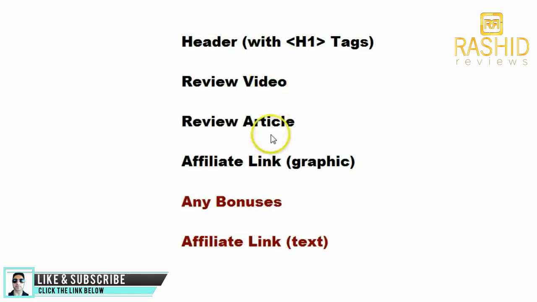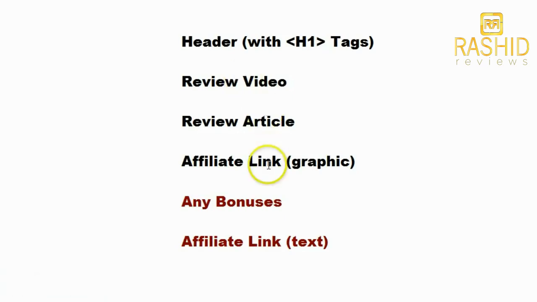After my review video, I then have my review article. This is 500 to 1,000 words of text, and it basically says what the video says. I actually do the video first, and then I write the text article afterwards. Underneath the article, I'm going to have my affiliate link. Now, I'm not just going to paste in a text affiliate link. I'm going to use a graphic. I put a graphic that is clickable, that takes people over to the sales page. And the reason I use a graphic is simple, because it stands out.